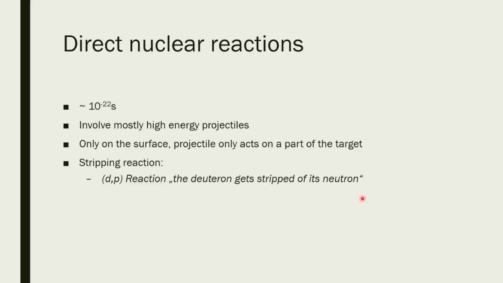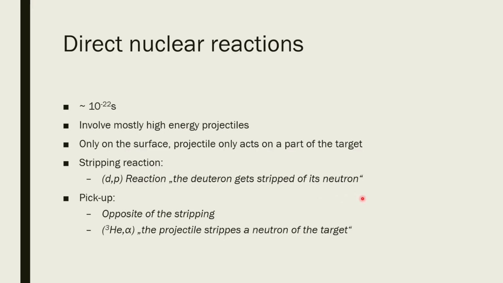from the target it irradiates. But you have the opposite, which is a pickup reaction, where you have a helium-3 alpha reaction, where you irradiate with helium-3 ions, and since they would have to pick up one neutron of the target in order to form this double magic nucleus, the alpha particle. This is a pickup reaction where the opposite happens. So the projectile picks up a neutron from the target.